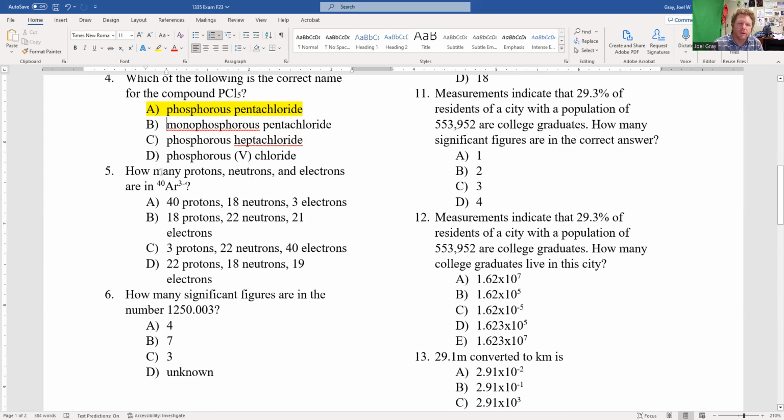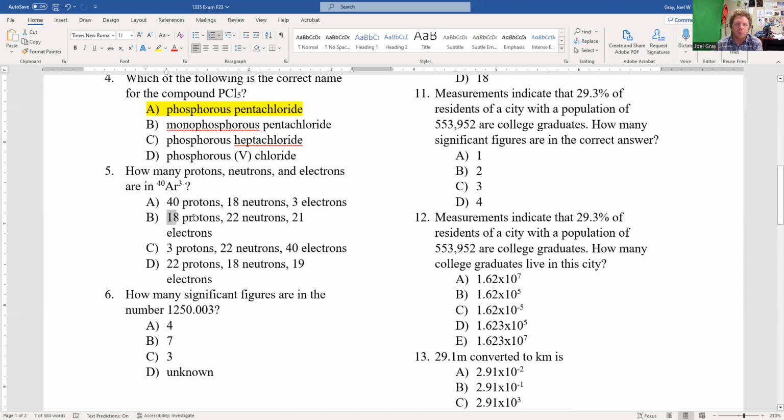Next up, number 5: how many protons, neutrons, and electrons are in 40 Ar 3-? So argon with a 3- charge and 40 as our mass number. Our mass number is going to be our number of protons and neutrons combined. So you can look at answer option A, 40 protons. That one you can go ahead and cancel out because it's saying that your mass number is only protons. Remember, your mass number is your number of protons plus your neutrons. So number 1 is out.